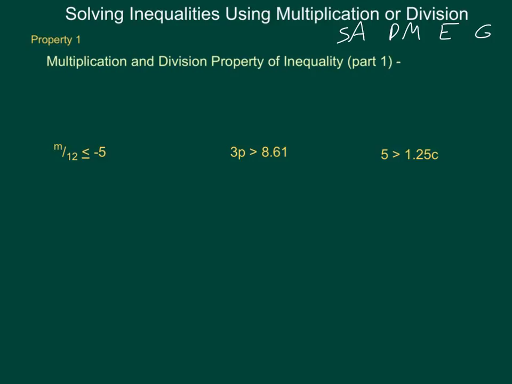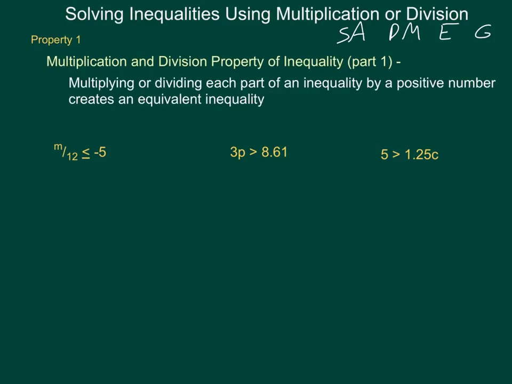Now, for this, we have a couple of properties to work with. Our first is the multiplication and division property of inequality. This is part 1. This property states that multiplying or dividing each part of an inequality by a positive number creates an equivalent inequality. In other words, whatever you do to one side, you have to do to the other, and it still holds its same value. So let's take a look at a couple of such examples.